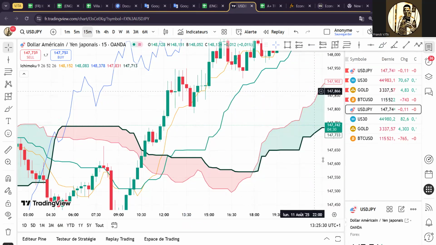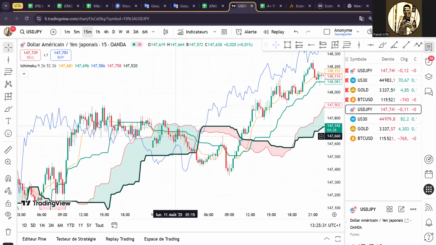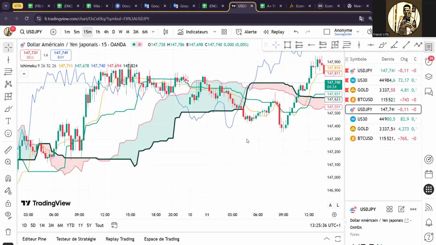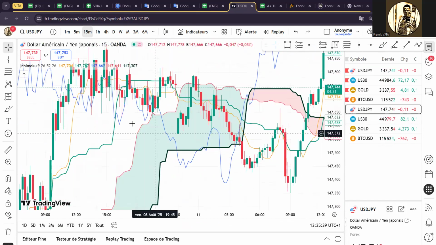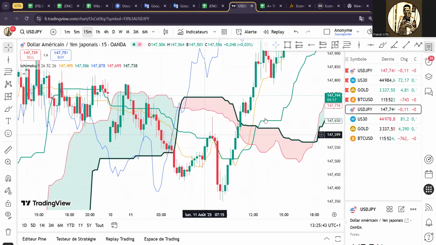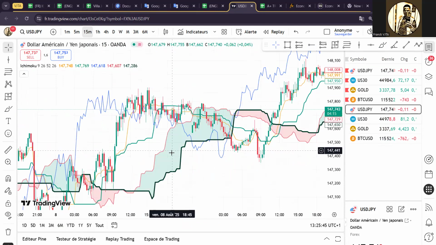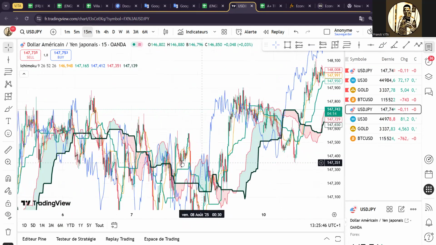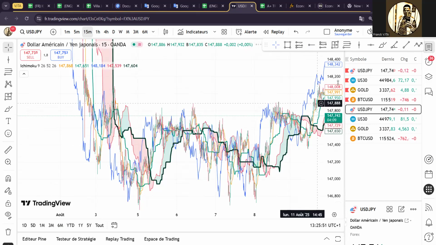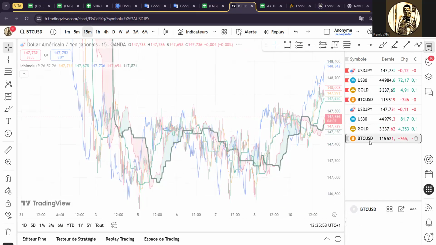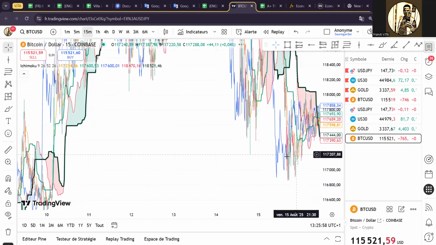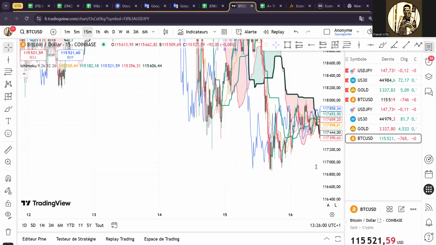Let us look at it at this level. Okay, we are close to it. Okay, this is it. No, this is not the one. This is the horizontal. Should we go on Bitcoin? Do we have enough skinny on Bitcoin or not?